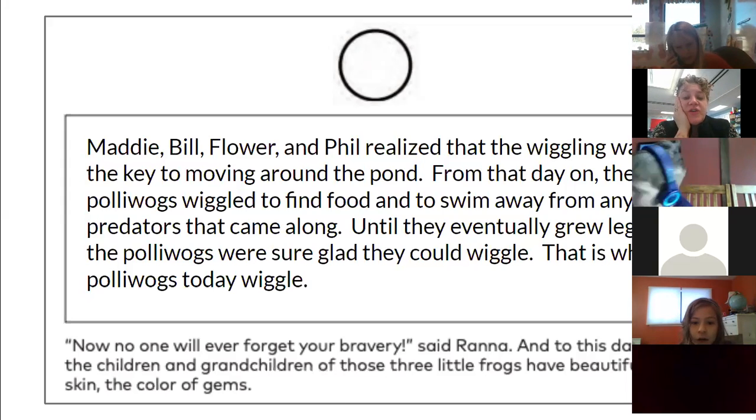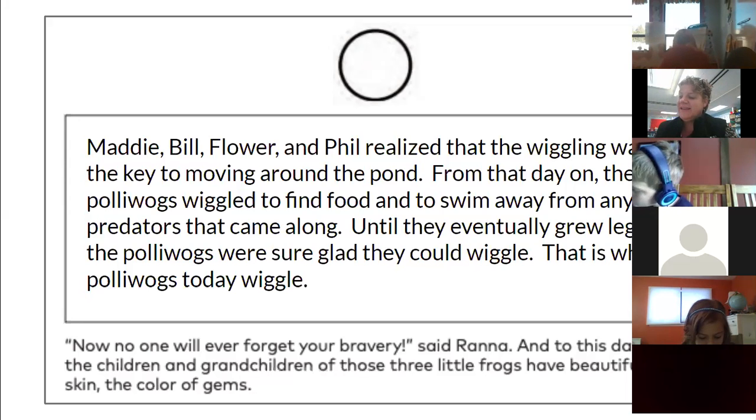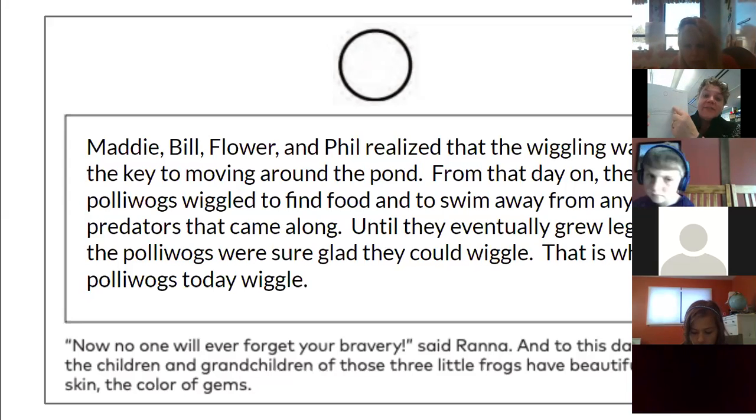Remember also, you want to make sure that you use your pretty good handwriting so that you can read this again later. What page is this? Page 15. Page 14 was the two solutions we did yesterday, and page 15 is our point. Yeah, good job. What's the point of the story? Can you repeat the directions again? So you are writing this down inside the box right now. You are copying Maddie, Bill, Flower, and Phil realized that wiggling was the key to moving around the pond.